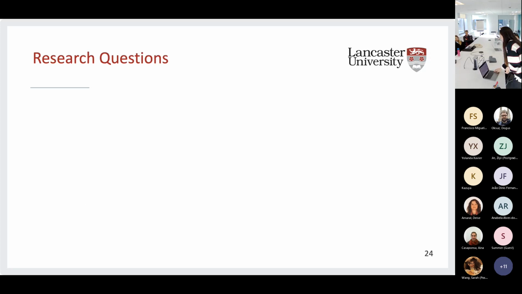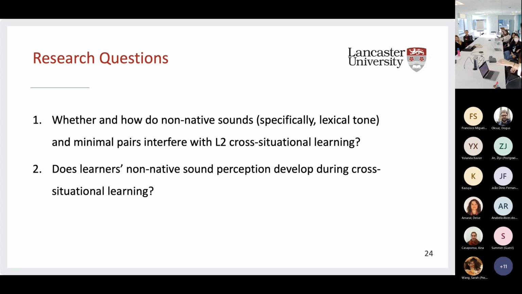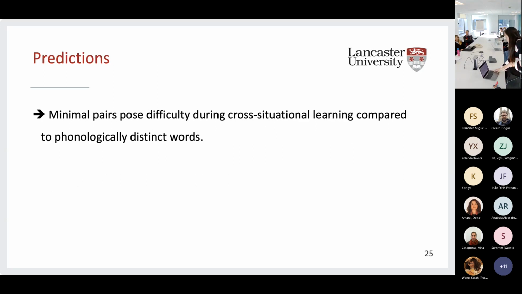So bearing these in mind, we have our research questions. Firstly, whether and how do non-native sounds, in this specific case lexical tones, and minimal pairs interfere with L2 cross-situational word learning. And we want to see if learners' non-native sound perception could develop during this cross-situational learning process. So if our cross-situational learning paradigm could actually help improve their non-native sound perception. This is what we want to know.